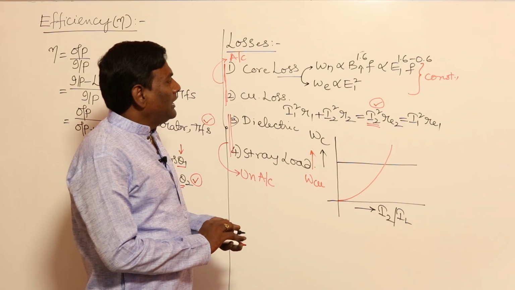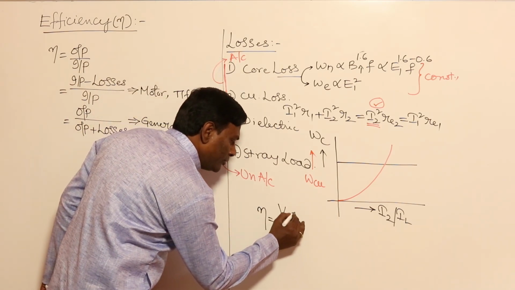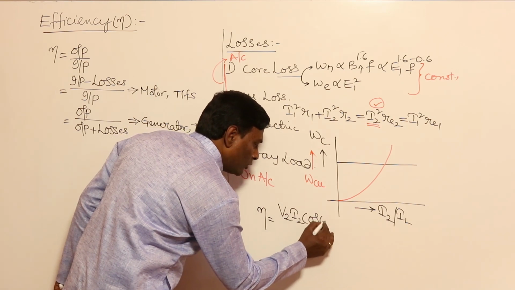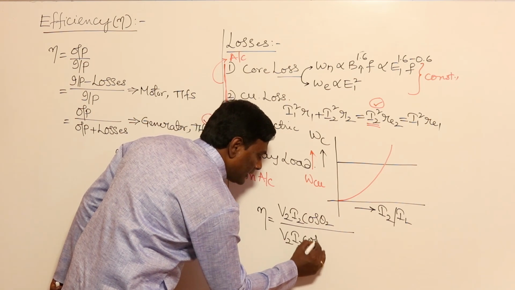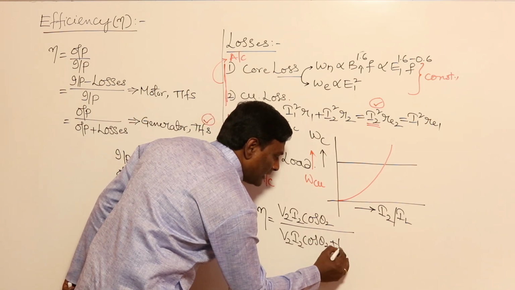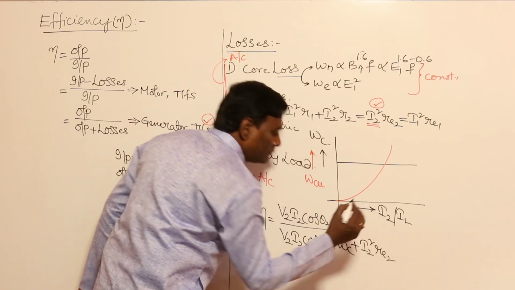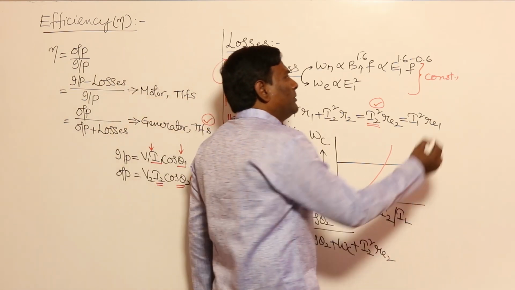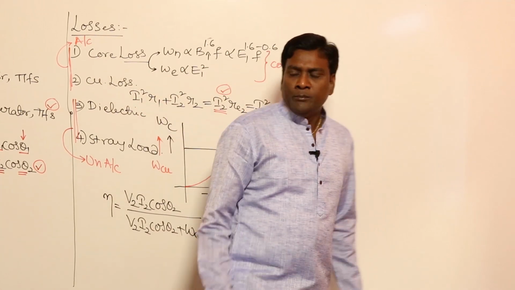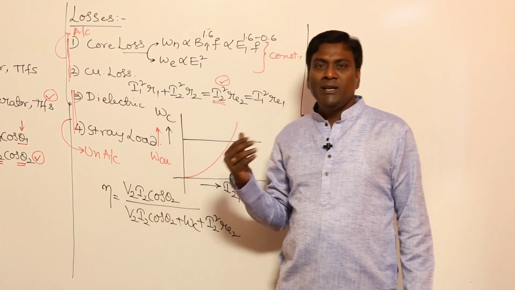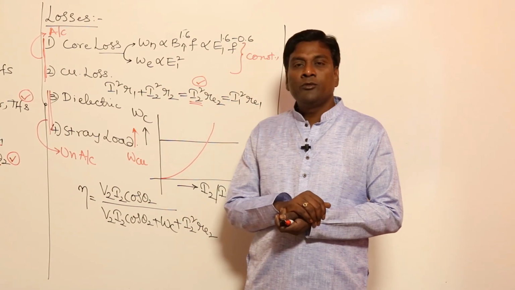Now let me write one efficiency equation: efficiency equals V2 I2 cos theta 2, which is the output, divided by V2 I2 cos theta 2 plus constant losses, the core losses, plus I2 square Re2, the copper loss. We may have to think about maximum efficiency calculations. Immediately after this we are going to solve many problems on efficiency, so automatically you will get the grip. Now let us think of maximum efficiency.